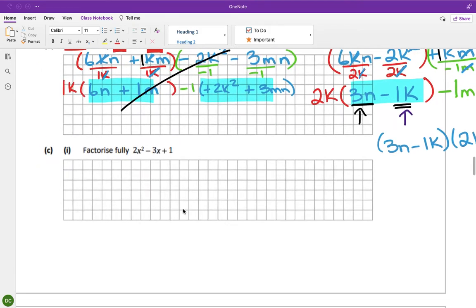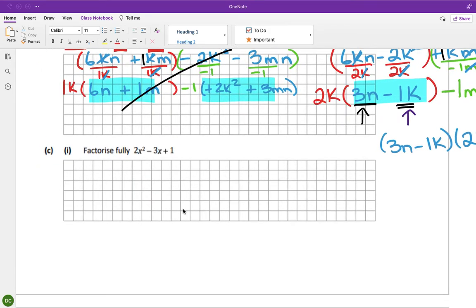All right, this one, factorize fully. It's got 3 terms, which means it's a guide number. So we take the first number and the last number and we multiply them to get a guide of 2 times 1, which is 2. We do the factors of 2. It's not going to be a long list. It's just 2 times 1. It's prime, so there's only one set of factors.